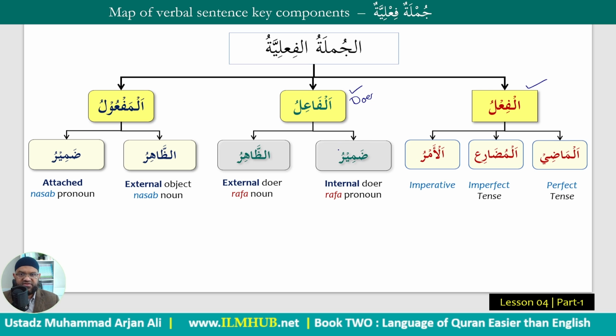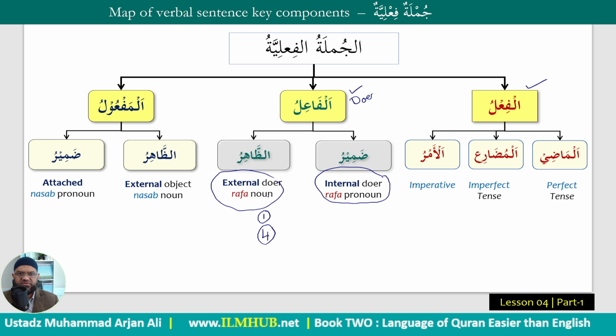We've already covered this in detail. The doer can be an internal pronoun which is embedded in the verb itself. So there are 14 sigha, each one has an embedded pronoun, or it can be an external noun that comes after. And of course, again, I remind you, an external noun comes only after number 1 and number 4, the fa'ala and the fa'alat version, nasara, nasarat.